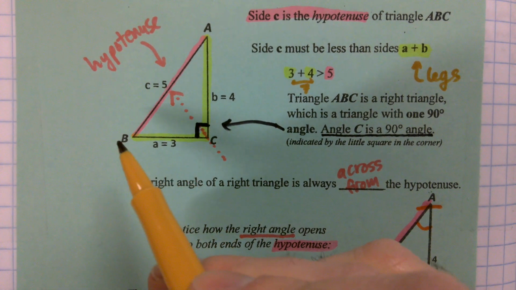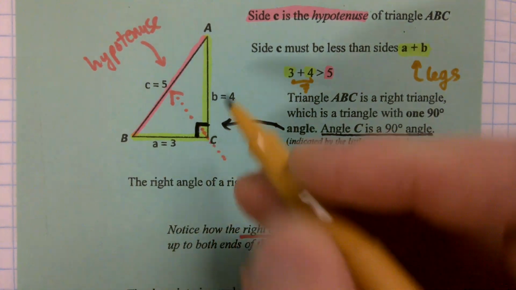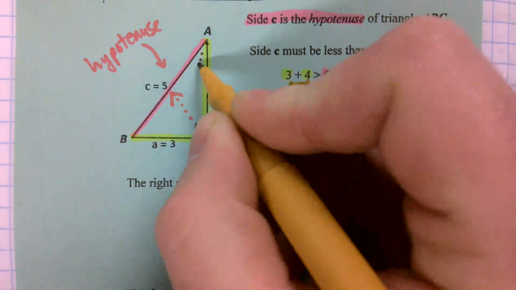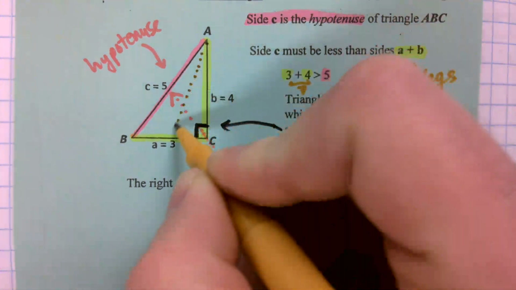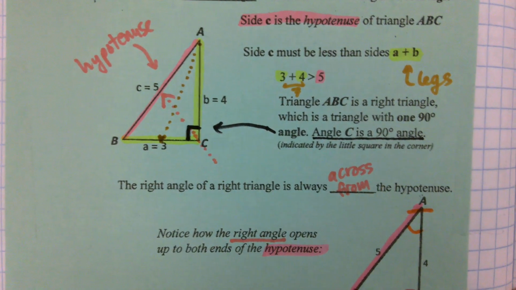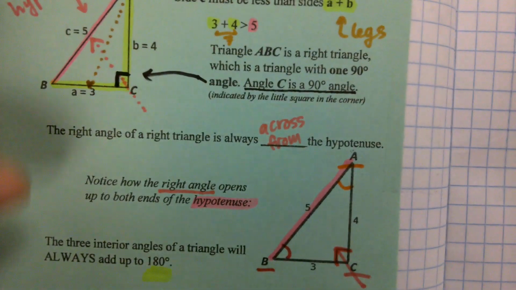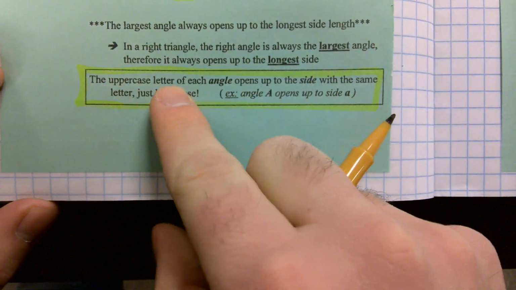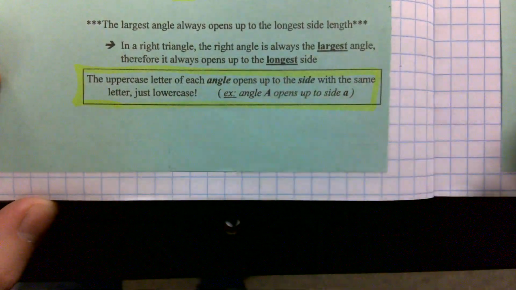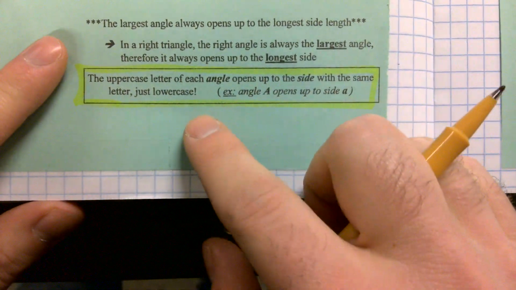Side A is in between points B and C. That's great. Exactly. And also, angle A is directly across from side A. That was part of the triangle review we talked about. Great job. Down here at the bottom, we said the uppercase letter of each angle opens up to the side with the same lowercase letter. Angle A opens up to side A.